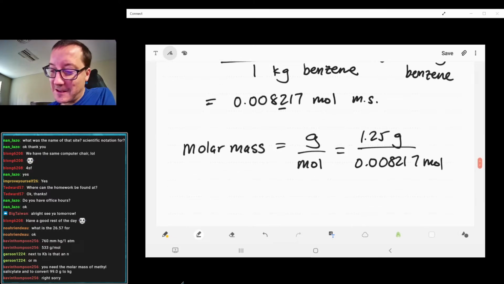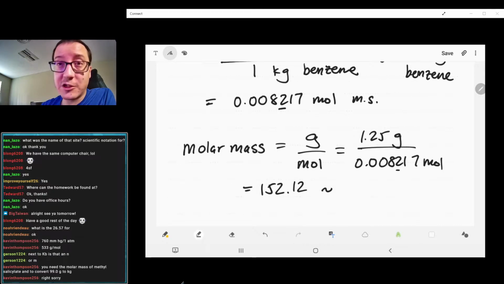So, that's our favorite thing to do in chemistry, right? It's just moles. So worst case of anything, just figure out the moles of something, and hopefully that'll get you the right answer. That typically is the case. So if we do this, 1.25 divided by 0.008217, we end up with 152.12. Looks like with our measurements, we're only going to have 2 sig figs.